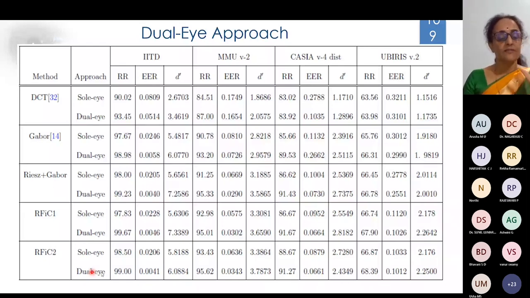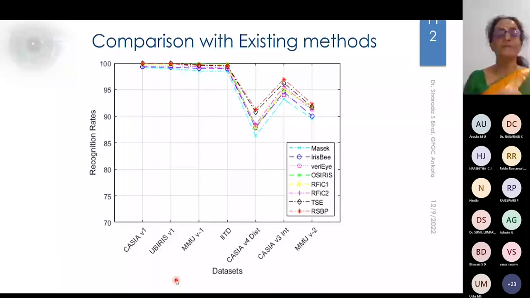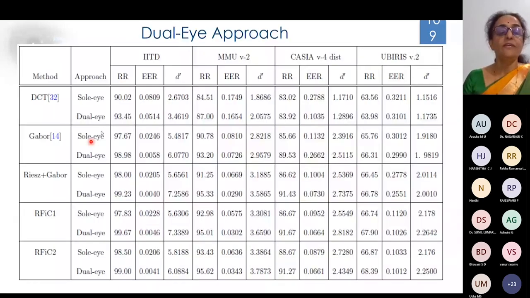So you can observe here, with RFIC 2 we are getting 99% recognition rate and a 6.08 D prime value. But people must be interested in knowing the experiment with different left and right eyes. The result we have got is by taking an equal number of left eyes and equal number of right eyes while training, and while testing also you take an equal number of left and right eyes. That gives us a good result.